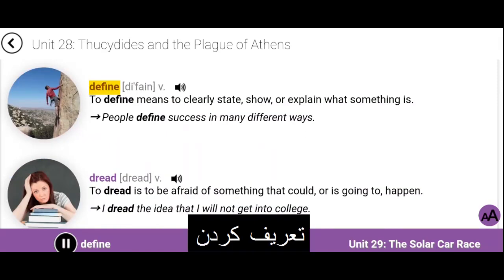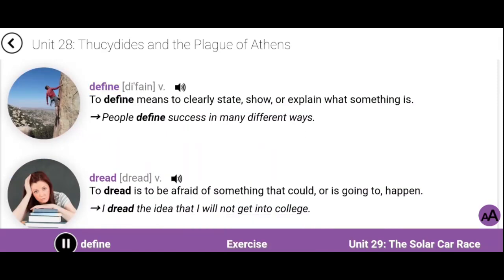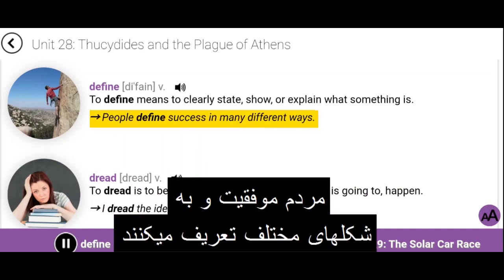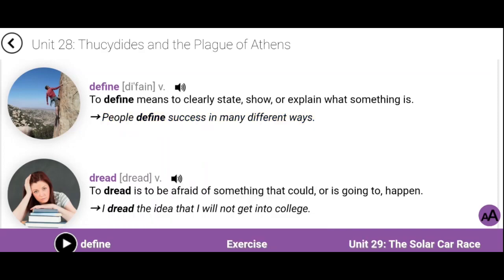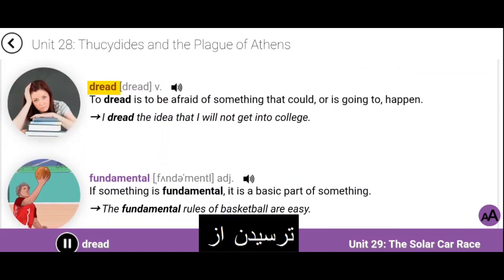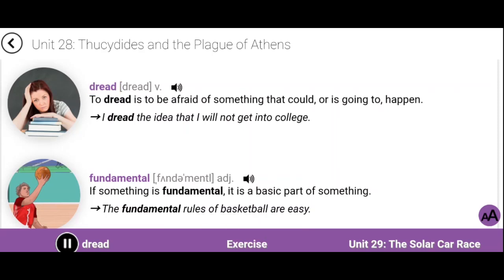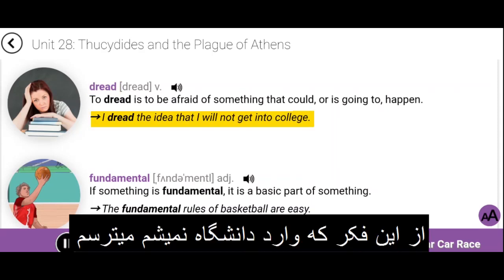Define. To define means to clearly state, show, or explain what something is. People define success in many different ways. Dread. To dread is to be afraid of something that could or is going to happen. I dread the idea that I will not get into college.